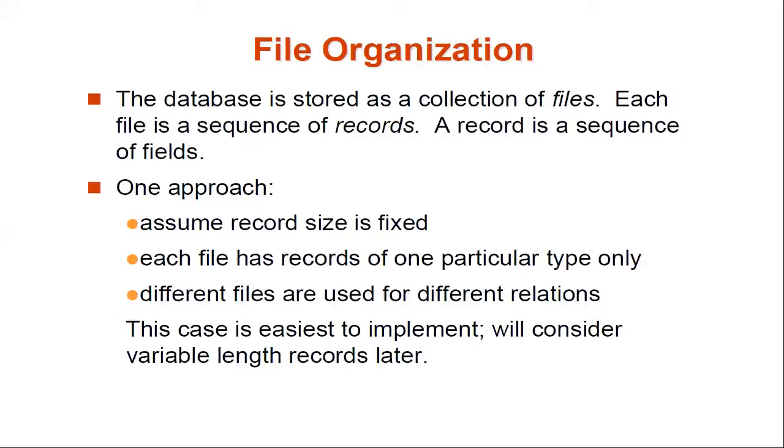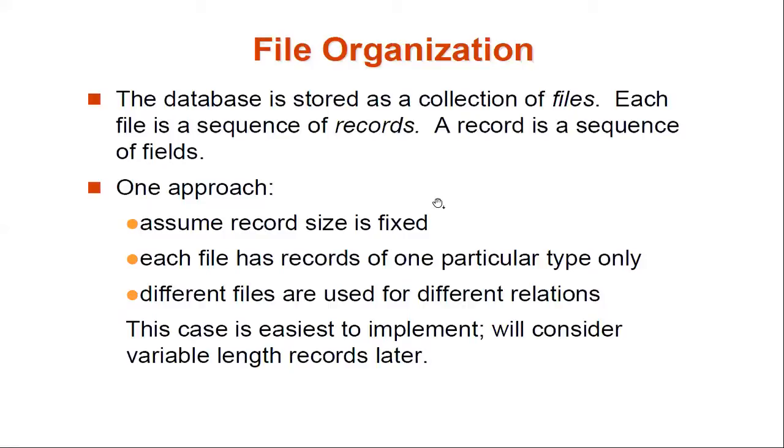So here the database is stored as a collection of files. It depends on the size of your database and the size of your block. We are going to talk about blocks also. And each file is a sequence of records. It is very obvious: when you have a table, there will be a sequence of records, a collection of records. The same thing we have in the file also. So you can simply understand that each table, based on its content, will be saved in the form of a file. A record is a sequence of fields.